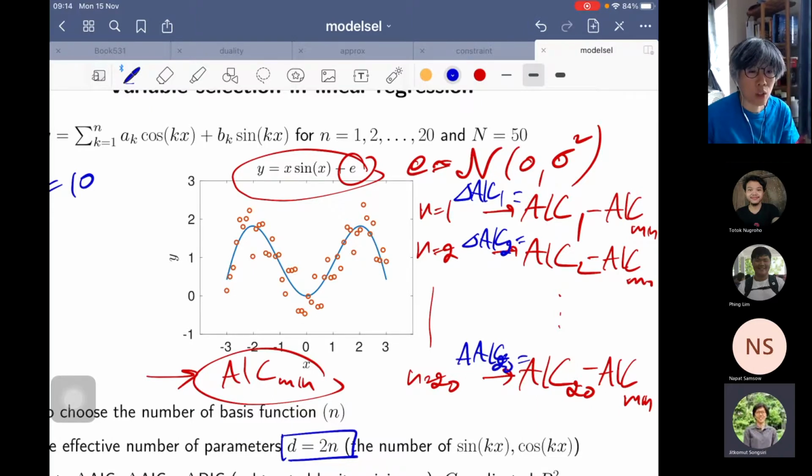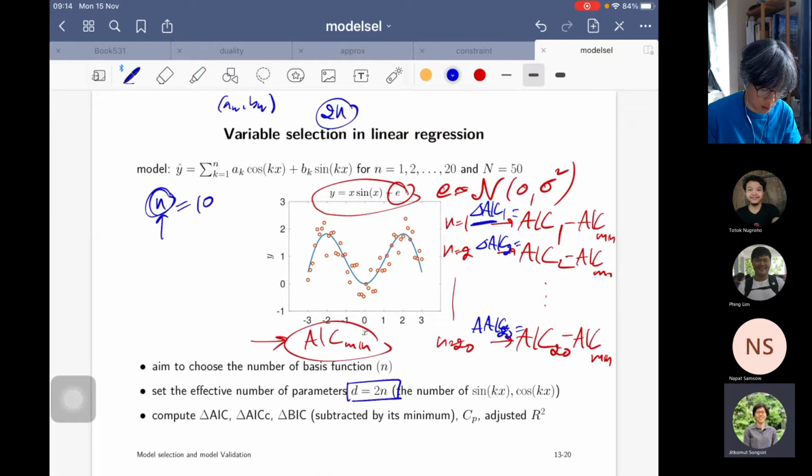All right. So the model that has the minimum AIC would be the same model that has the minimum delta AIC. Right? I just kind of shift the score. Everyone understand? Yes, อาจารย์. Okay.